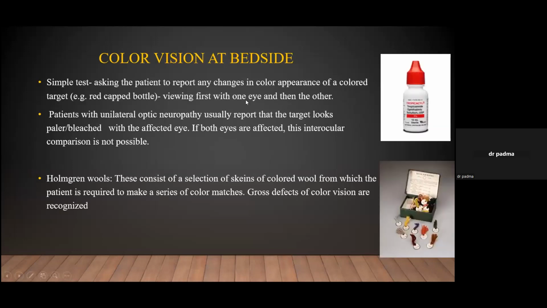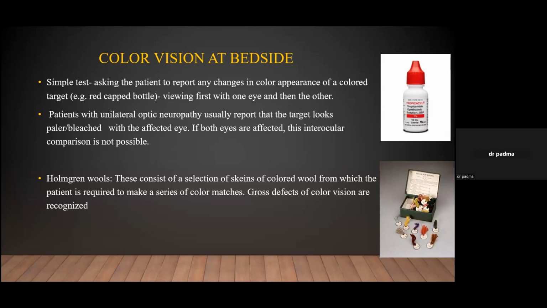For bedside testing of color vision, a simple test is asking the patient to report any change in the color appearance of a colored target, like a red cap bottle, viewing first with one eye and then the other. A patient with unilateral optic neuropathy may report that the target looks paler or bleached with the affected eye. But if both eyes are affected due to optic neuropathy, then this interocular comparison may not be possible.